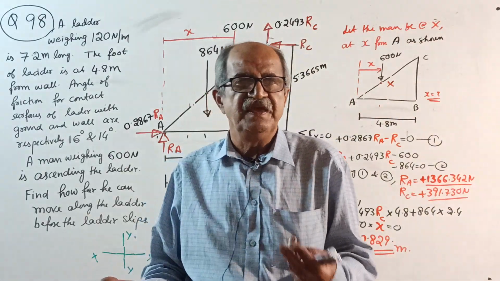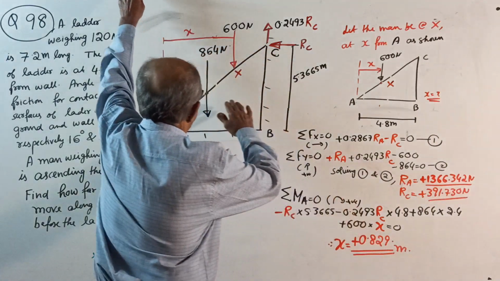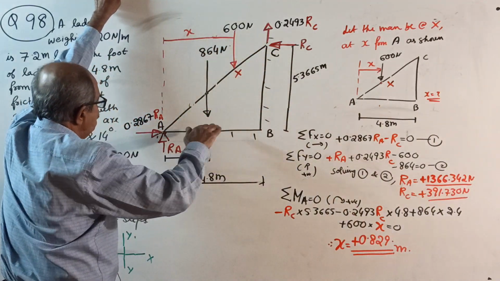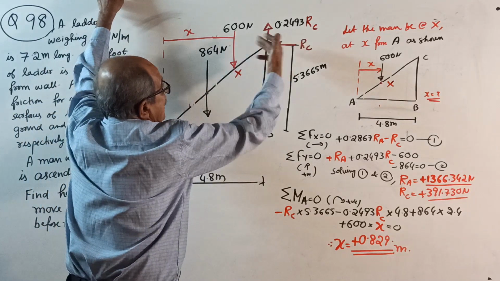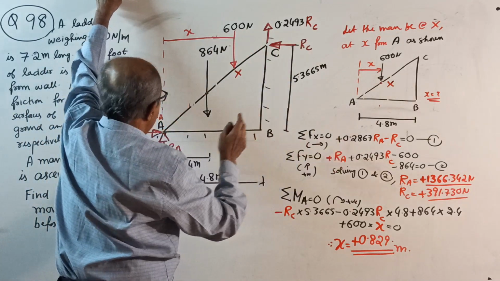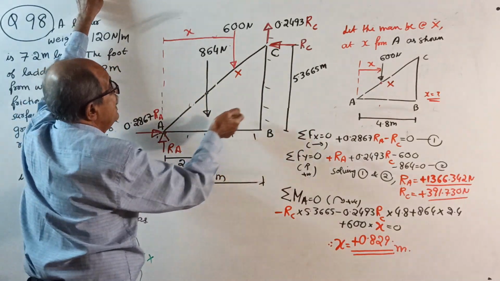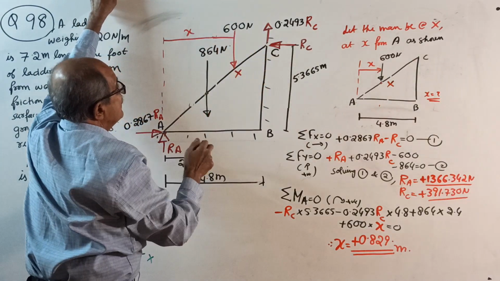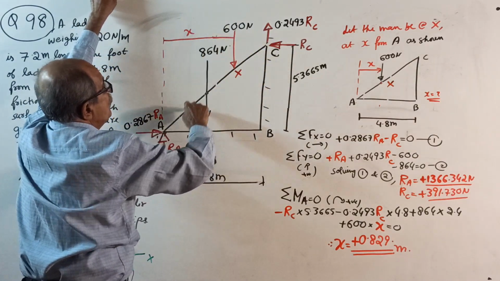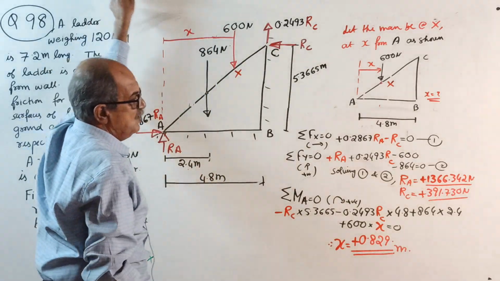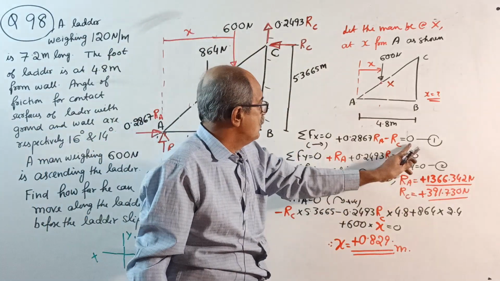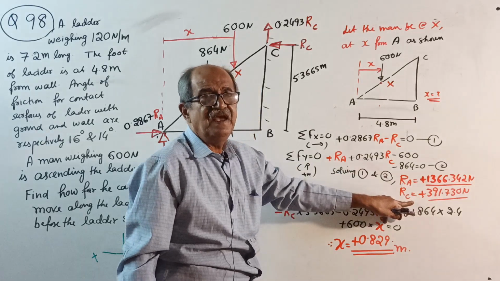Okay, solved. Sigma Fx = 0: plus 0.2867 RA minus RC equal to 0. Equation number 1. Sigma Fy = 0: plus RA plus 2.2493 RC minus 864 minus 600 equal to 0. Equation number 2. Solving 1 and 2, you get RA and RC.